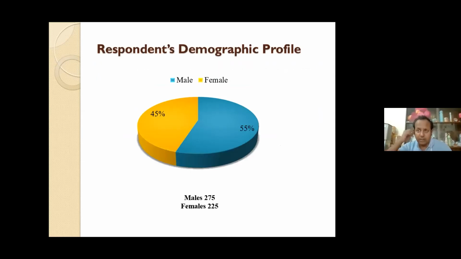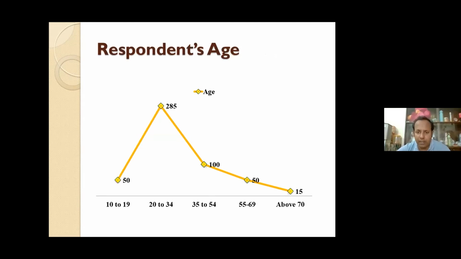My first question was on the visitors' gender, and I collected answers from 45% female and 55% male. In total, 275 males and 225 females participated in this survey. Their age was divided into groups: 10 to 19, 20 to 34, 35 to 54, 55 to 69, and above 70. The maximum number of respondents was in the 20 to 34 group, at 285, and the lowest was above 70, at 15.